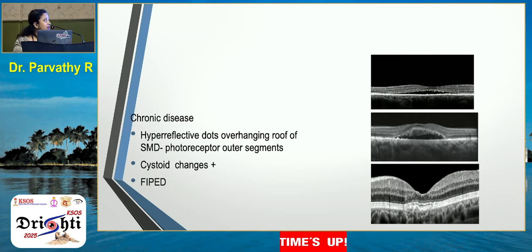And coming to the signs of chronic disease, we have hyperreflective dots. In the first image we can see hyperreflective dots overhang the roof of SMD, and this represents the photoreceptor outer segment. Then cystoid changes, fibrinous materials, and flat irregular PED, which corresponds to the double layer sign, which is an indicator for risk of neovascularization, can also be seen.